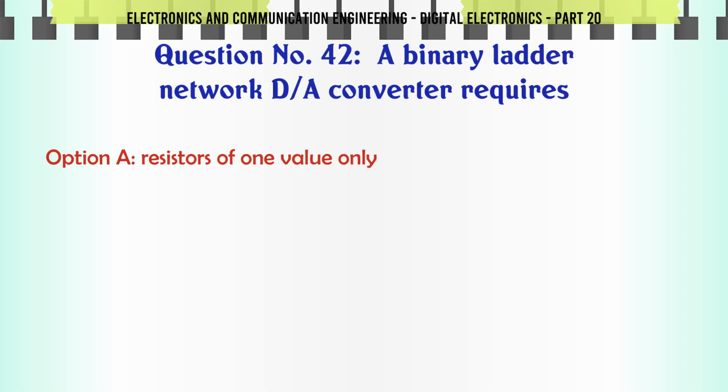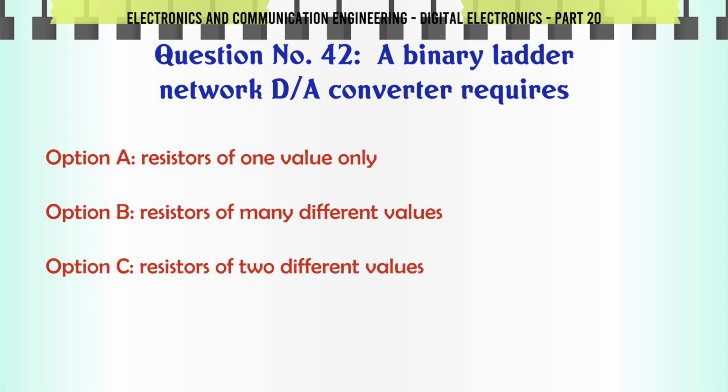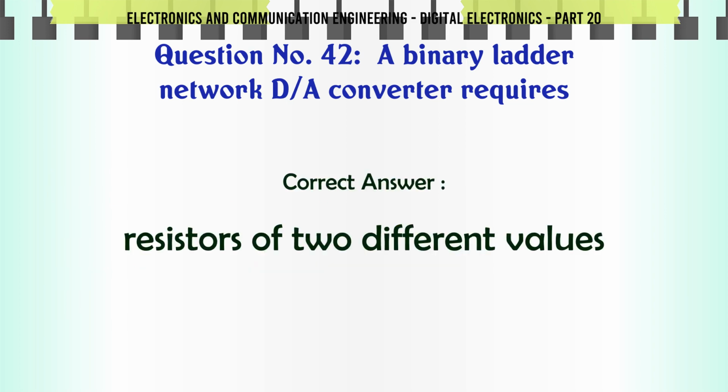A binary ladder network DA converter requires A resistors of one value only, B resistors of many different values, C resistors of two different values, D none of the above. The correct answer is resistors of two different values.